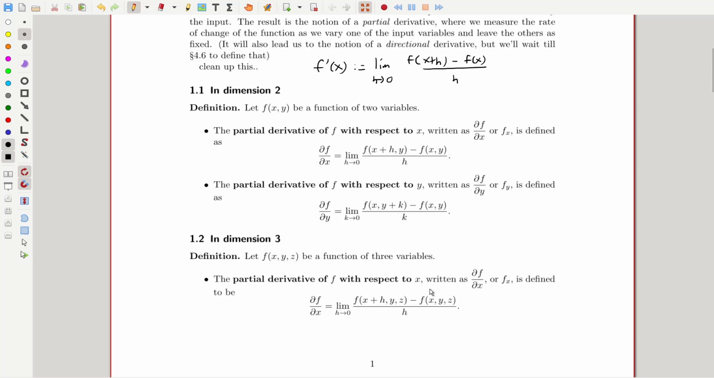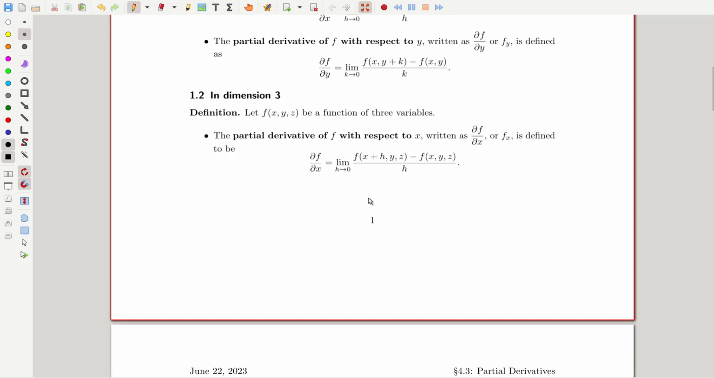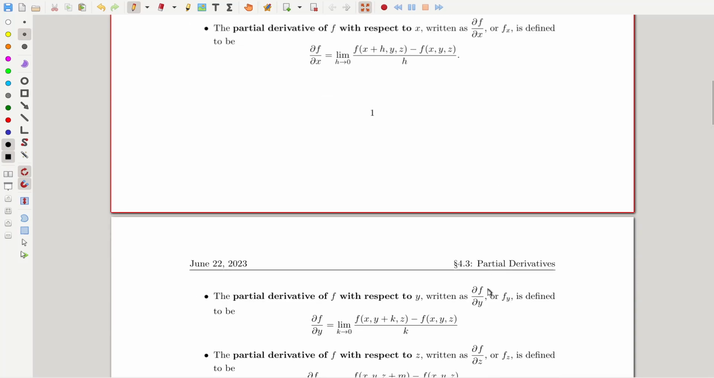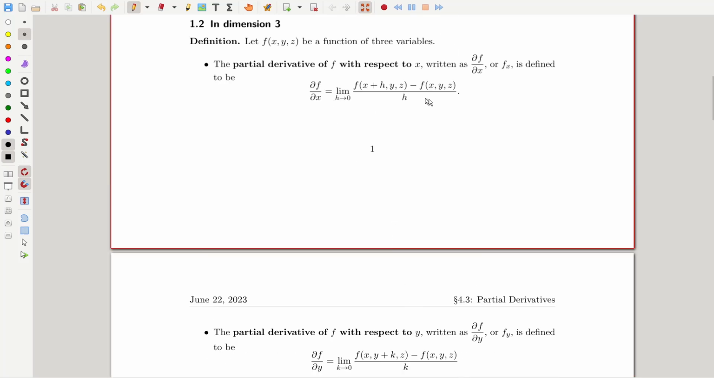Okay. And if we had more variables, if we're working in dimension 3, then you might have df dx, df dy, and df dz, and the statements generalize in pretty much the obvious way. With an additional z component, you don't touch z if you're taking an x derivative or a y derivative.